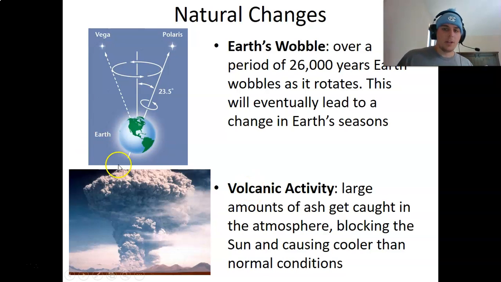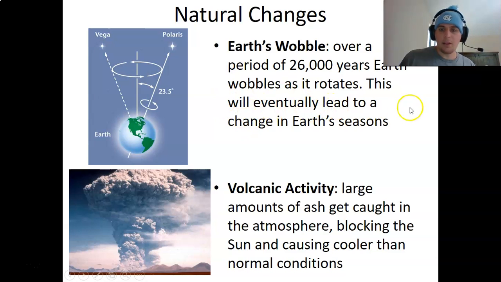We also see a couple other things, some astronomical things. So Earth's wobble. Over a period of 26,000 years, Earth kind of wobbles as it rotates. It's not this perfect rotation, it's not this perfect spin as it goes around. It's kind of spinning around like that, as you can see here.